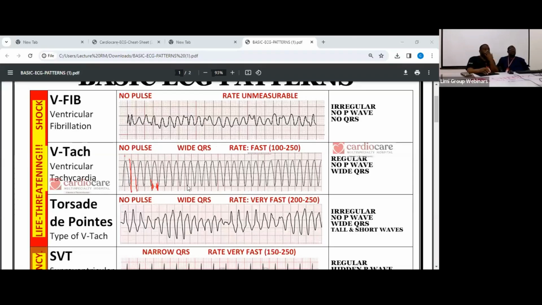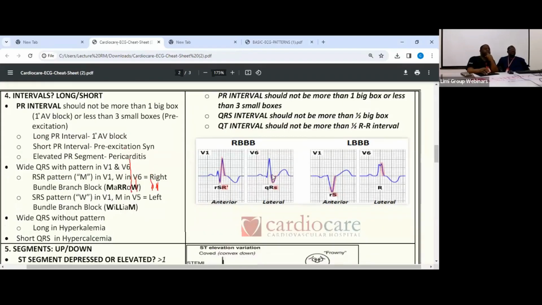All right, so that is right and left bundle branch block. I will show you an ECG now, which I expect you should be able to read. Sorry for the breaking transmission.